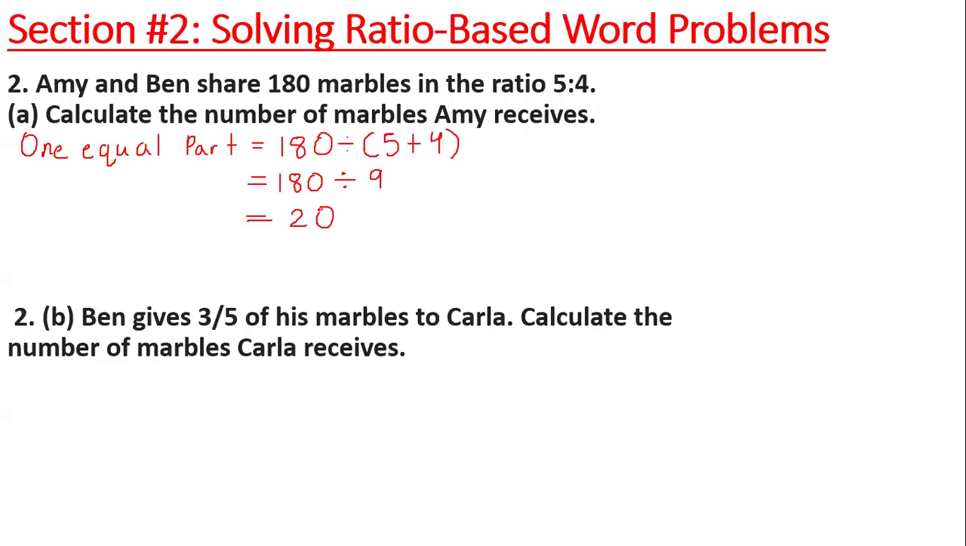So now that we've got one equal part, we want to figure out the number of marbles that Amy receives. How are we going to do that? Multiply 20 times 5. Very good.